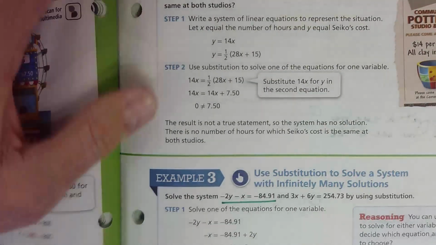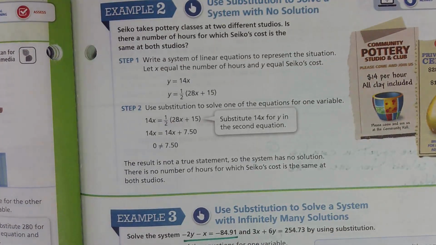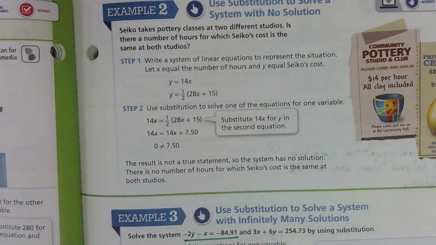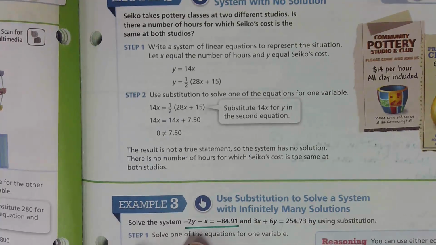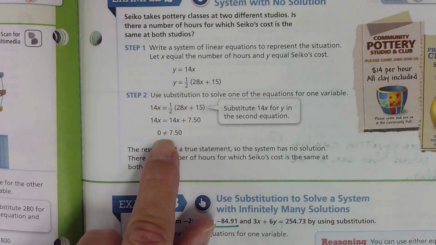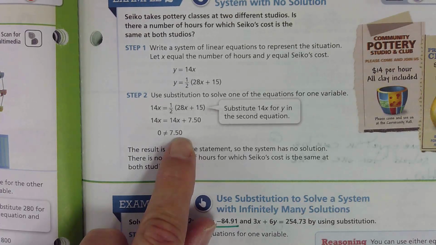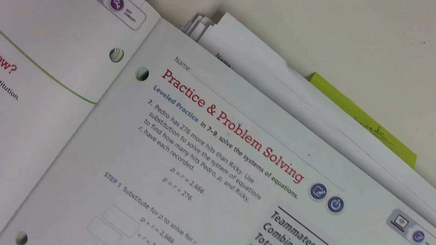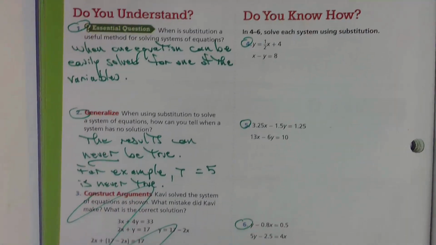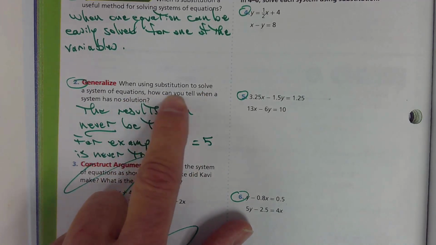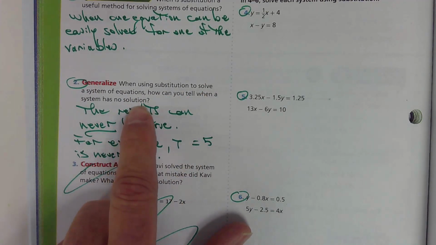Example 2, it says use substitution, and it gives you an example of a system with no solution. And if you go through the steps, you're going to end up with something that does not equal the other side, which goes to number 2 on page 284. When using substitution to solve a system of equations, how can you tell whether the system has no solution?